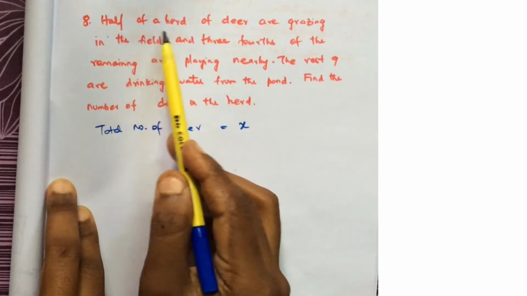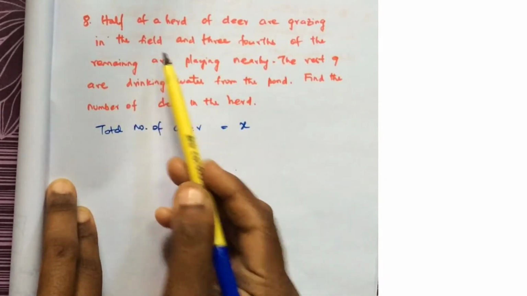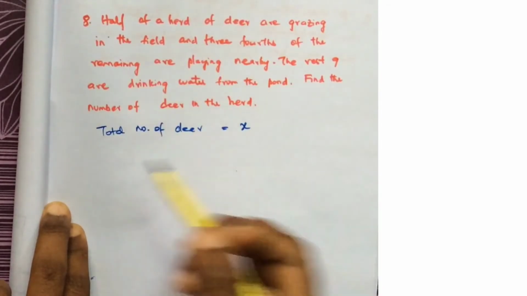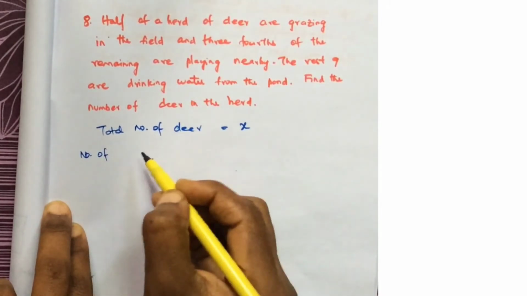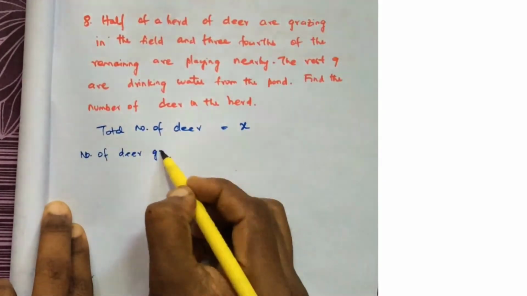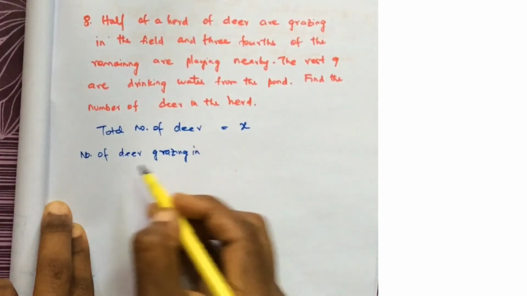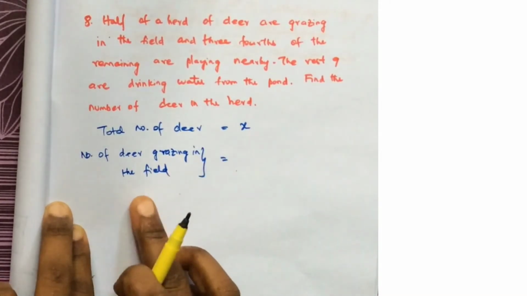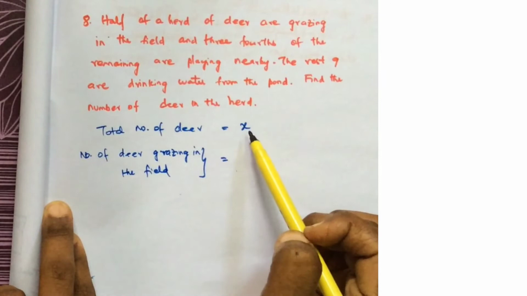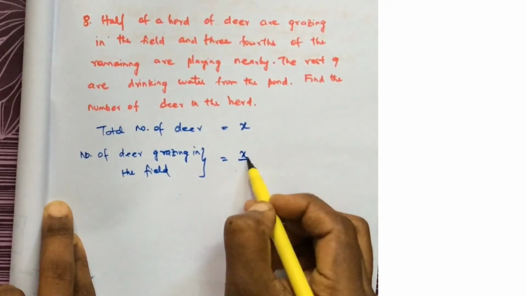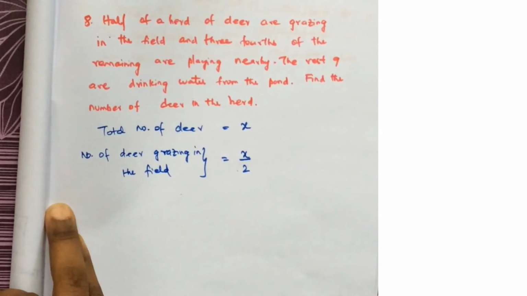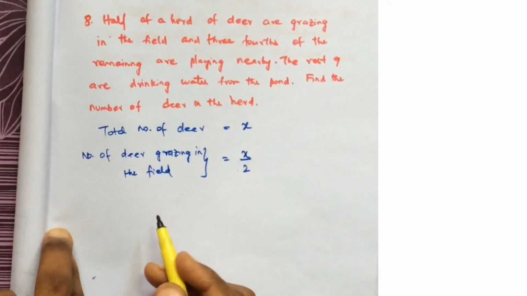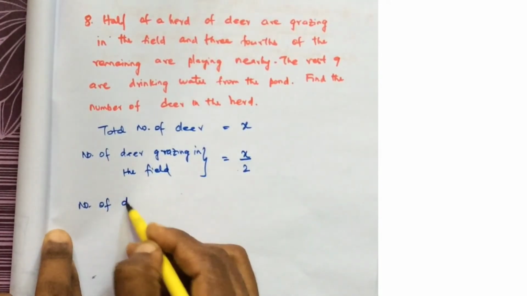Half of the herd of deer are grazing in the field. The total is x, and out of that, half of them are grazing in the field. Number of deer grazing in the field: the total is x, so half of it is x by 2. The next is 3/4 of the remaining are playing nearby. Number of deer playing.